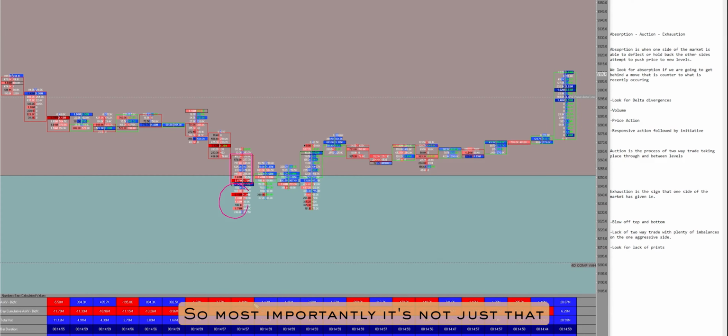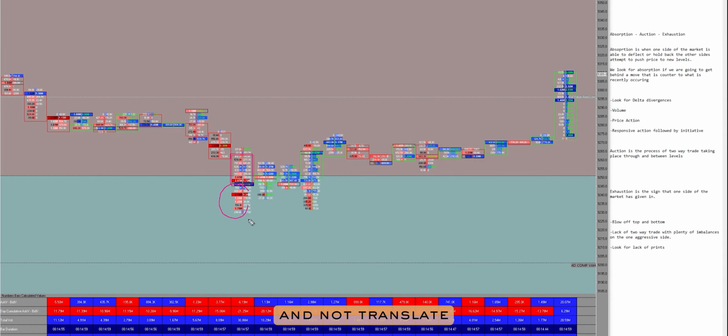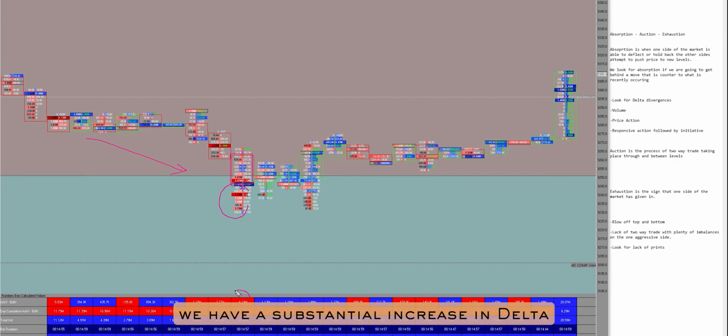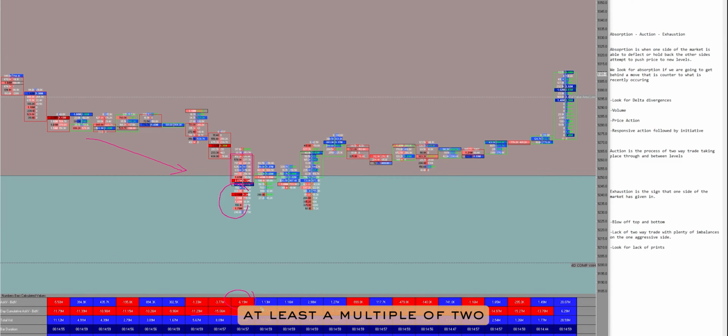So most importantly, it's not just that, as I said, we have a delta divergence. Okay, the delta divergence can occur in any kind of environment. It doesn't matter what type of volume, right? It could just be a slightly increased amount of volume and not translate to much action in price. But what we're looking at right here is in this aggressive move down, you can see that not only is the CVD moving down, we have a substantial increase in delta. So compared to previous, it's at least a multiple of 2.